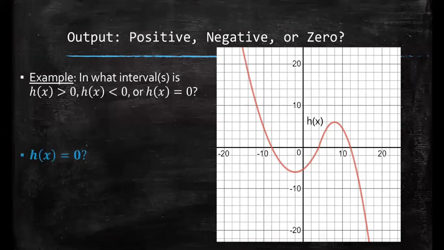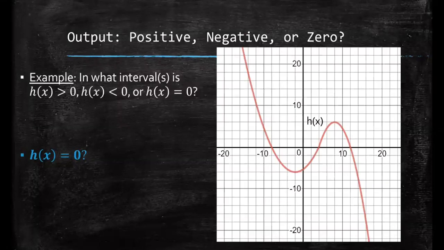Now, when you change from positive to negative, you hit 0. So we're actually going to find those zeros first. Those aren't going to be intervals. Those are going to be very specific points where our function is 0. And then those points will help us find the endpoints of the intervals where we're going to end up being positive and negative.